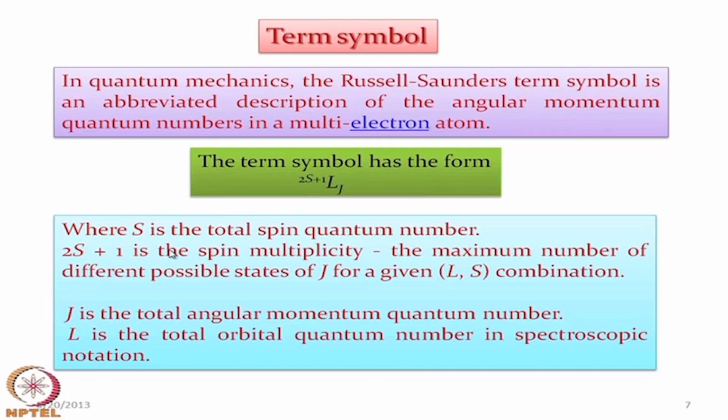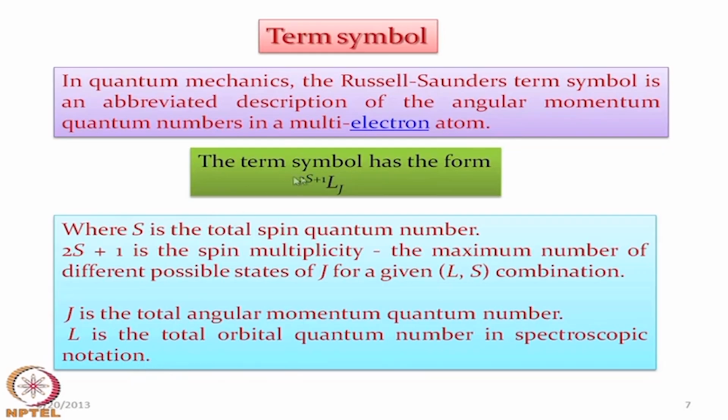Here S is the total spin quantum number and 2S plus 1 is the spin multiplicity, that means the maximum number of different possible states of J for a given L and S combination. So, how many different types of J can be formed can also be known from the 2S plus 1 spin multiplicity, and J is the total angular momentum quantum number and L is the total orbital quantum number in spectroscopic notation.